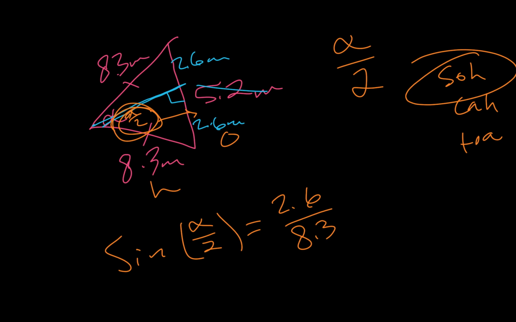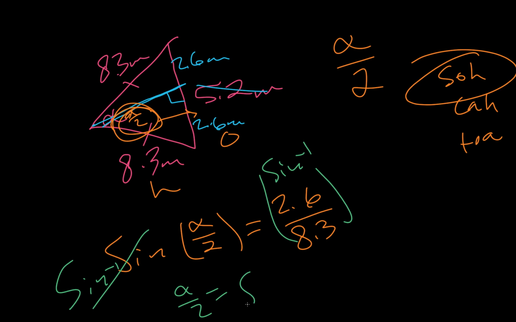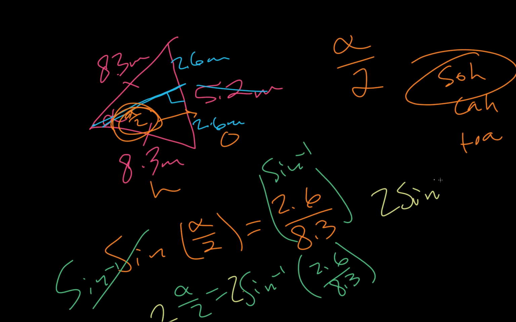Okay? So the algebra for this, we just do an inverse sine. Those cancel. We have alpha over 2 equals the inverse sine of 2.6 over 8.3. And then we want just alpha, not alpha over 2. So we multiply both sides by 2. And so we have 2 inverse sine of 2.6 over 8.3.